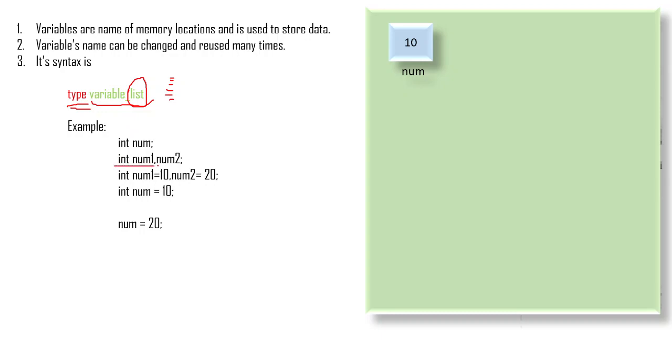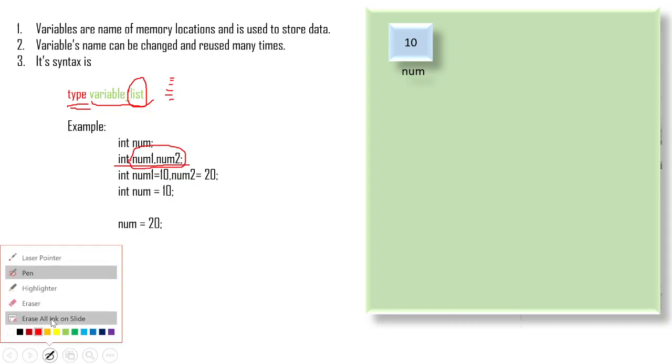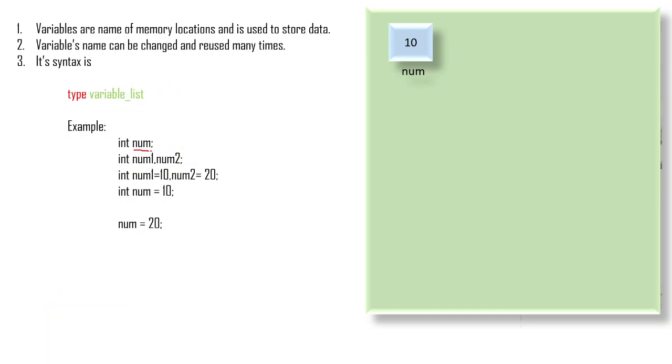See, in this point, int num1, num2. We will discuss this int later. Just concentrate on this part. We can either provide a single name or multiple names altogether. Or we can provide those names along with their initial values together. See, like we have provided num1 equals 10 and num2 equals 20.